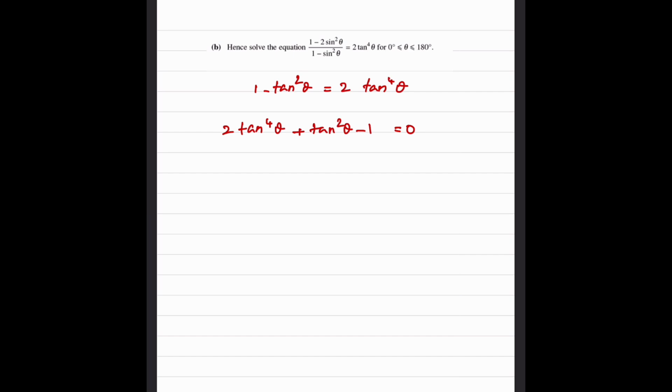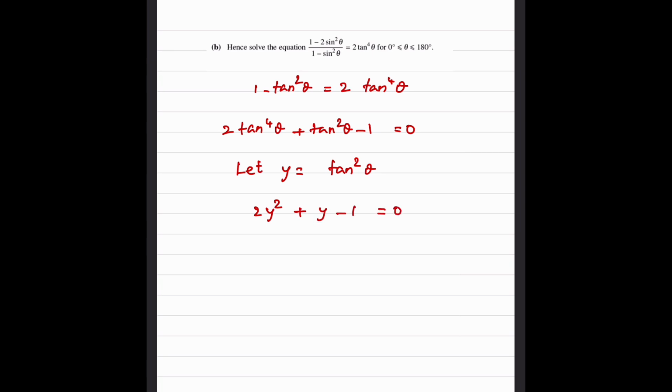Now we will take this tan squared theta as y. So we will consider, let y equal tan squared theta. We can replace this with y. So 2y squared plus y minus 1 equals 0.